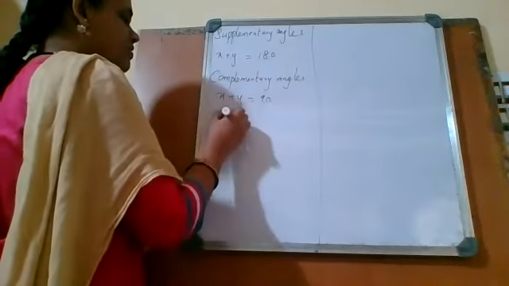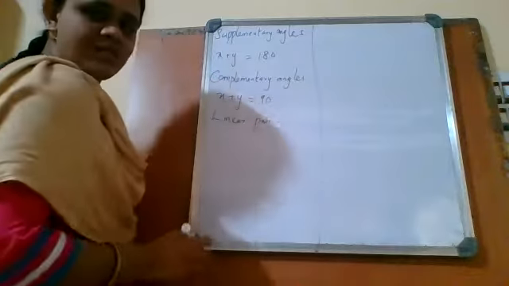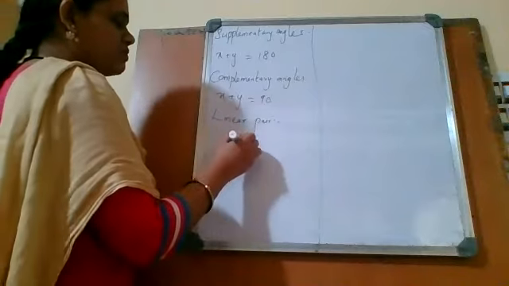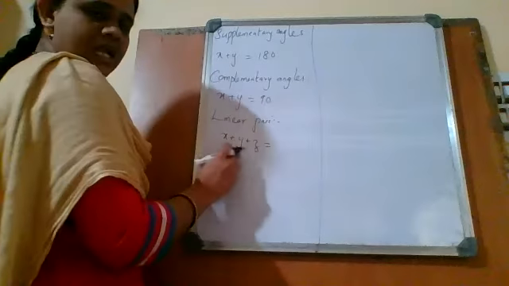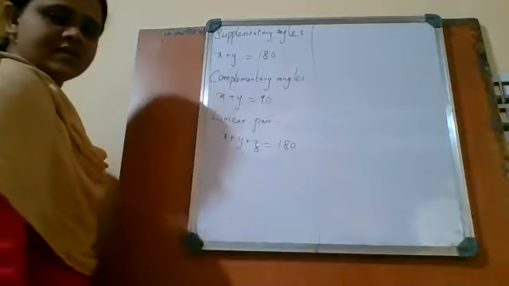Next, linear pair. Linear pair: sum of all angles. It may be 2 or it may be 3 also. More than 2, here it can be more than 2. The sum should be equal to 180 degrees.